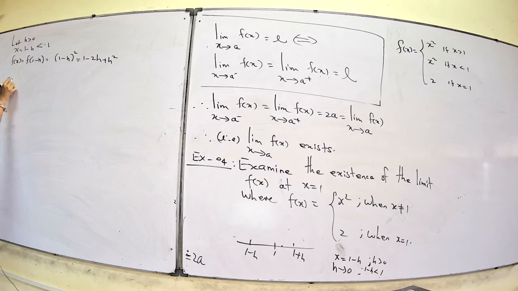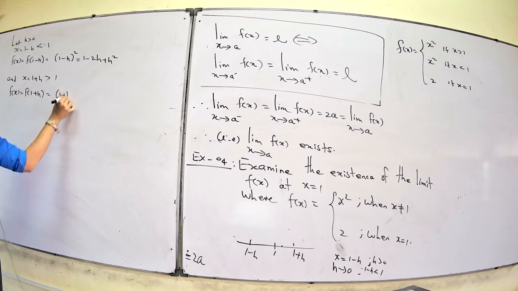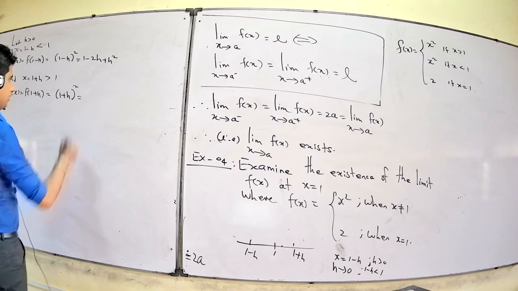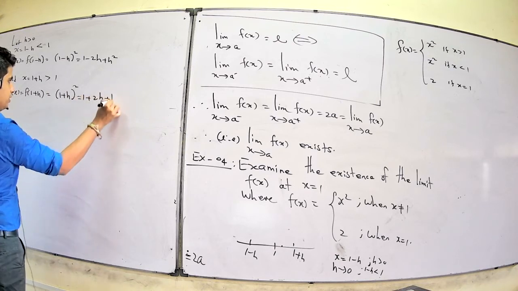And suppose you take x equal to 1 plus h. In this case, greater than 1 values. Your function takes the value, again, you put x equal to 1 plus h. Here also greater than 1, your function takes the value (1 plus h) squared. That means 1 plus 2h plus h squared.